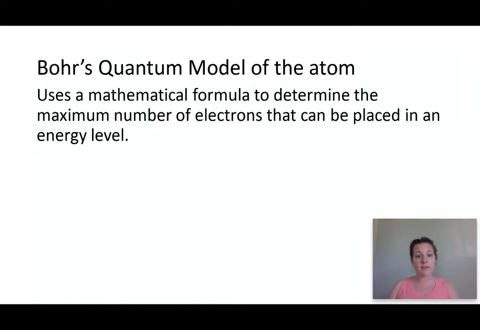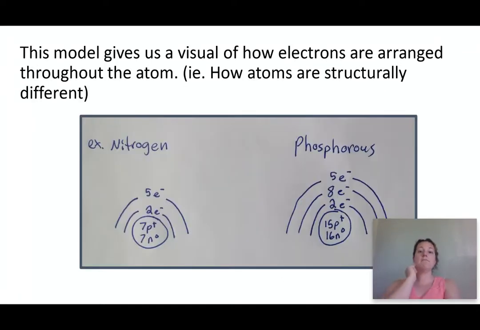But for us, he's the guy who determined, based on energy and mathematical formulas, he was actually a mathematician. He figured all this out using math, which is crazy. He's the guy who comes up with the fact that there can only be 2 electrons in the first energy level and 8 in the second one. And things get a little tricky in 3 and 4, and we're going to learn why as we move through this unit. Now, this model gives us our visual of how electrons are arranged through the atom.